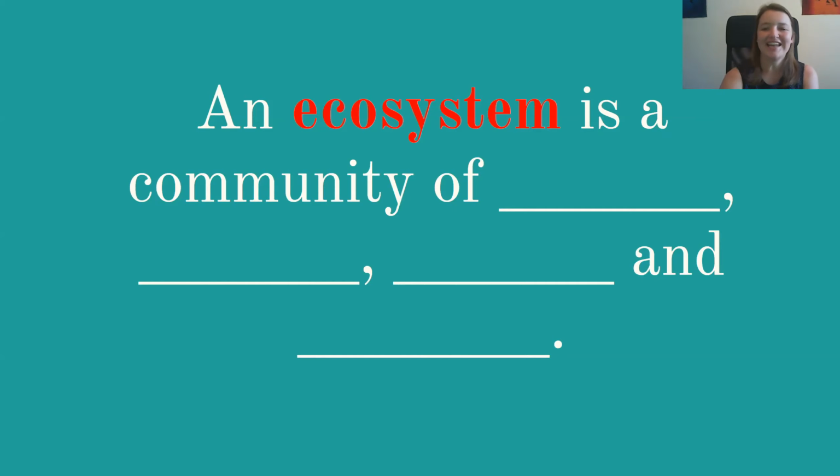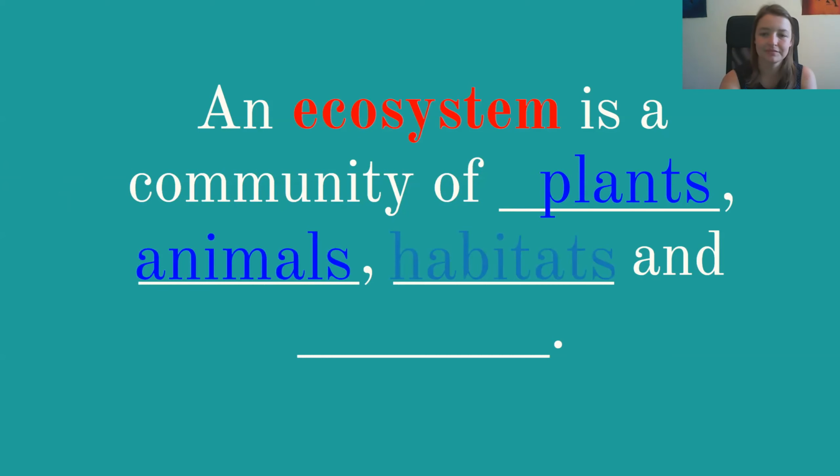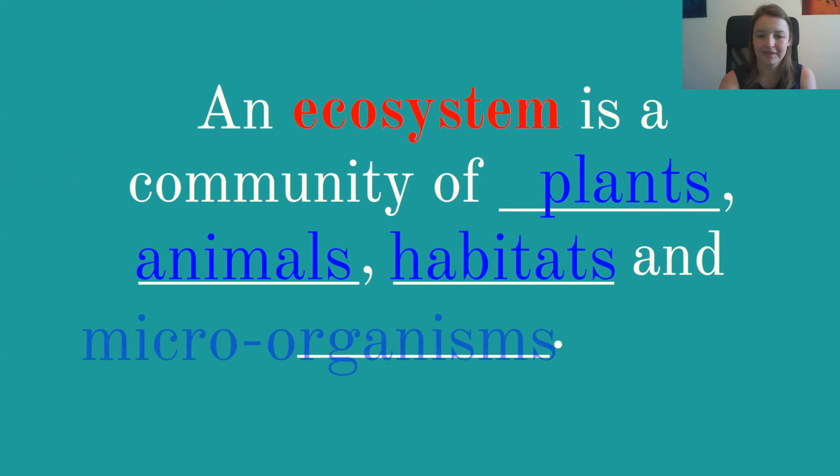So, an ecosystem is a community of plants, animals, habitats, and microorganisms. Remembering that a microorganism is a living thing that's tiny.